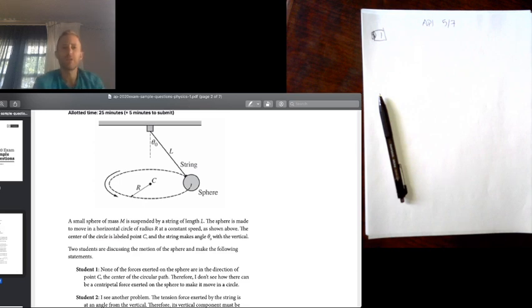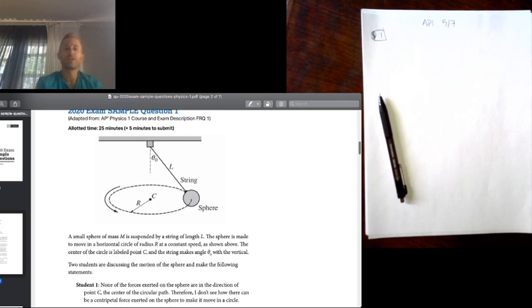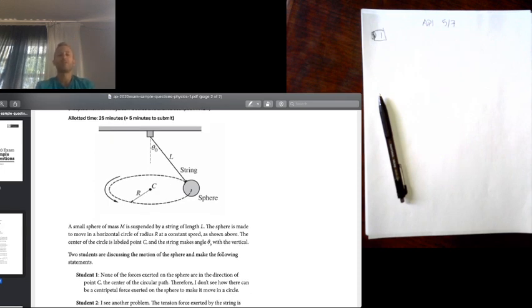All right, so question one, which is supposed to take 25 minutes. The whole exam is only 45 minutes. You got a 25-minute question and you got a 15-minute question. It says a small sphere of mass m is suspended by a string of length L. The sphere is made to move in a horizontal circle of radius r at a constant speed as shown above. The center of the circle is labeled point C, and the string makes an angle theta naught with the vertical.